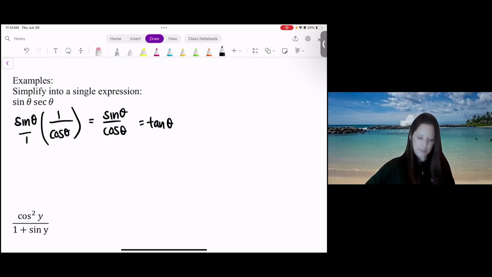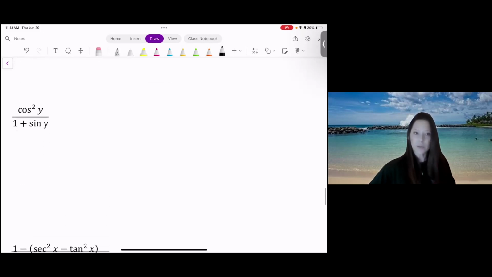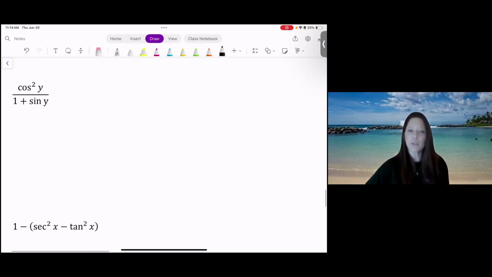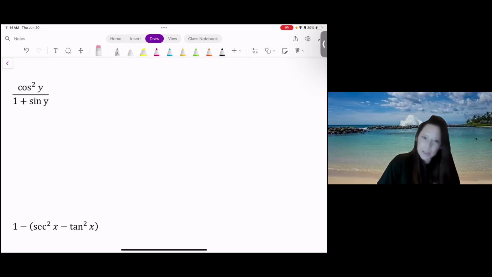Moving on to the next example. Feel free to pause the video and try and work these out and come back and see how I approach them. Cosine squared of y, just another variable, over 1 plus sine of y. Can't really do anything with 1 plus sine of y, but cosine squared I know is involved in a trigonometric identity. The trigonometric identity that involves cosine squared is that Pythagorean identity of sine squared plus cosine squared equals 1.